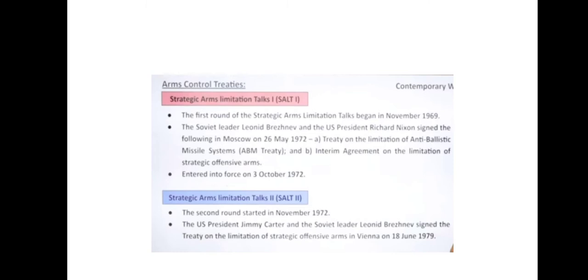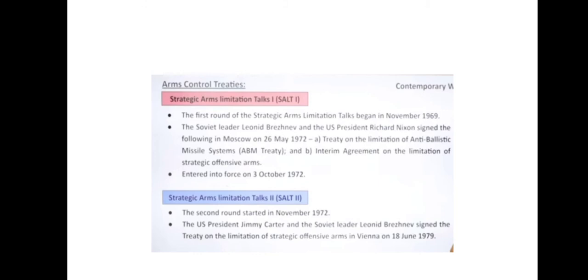So the SALT 1 treaty limited the usage and production of anti-ballistic missiles. The second objective was an interim agreement on the limitation of strategic offensive arms. So offensive arms, which cause war, were also limited in this treaty. And in SALT II, its objective was also to limit the strategic offensive arms, and it was signed in 1979.